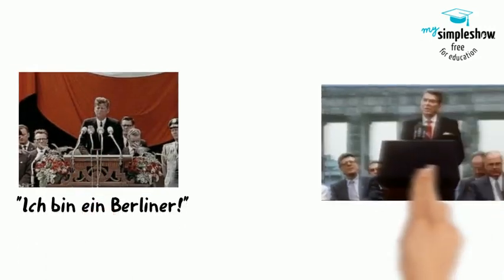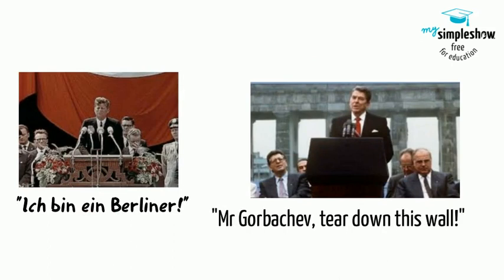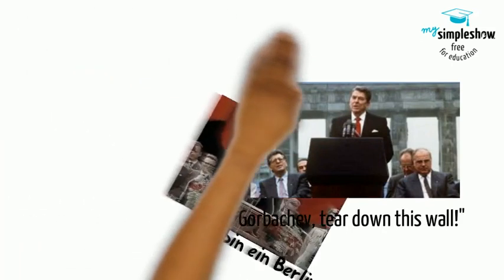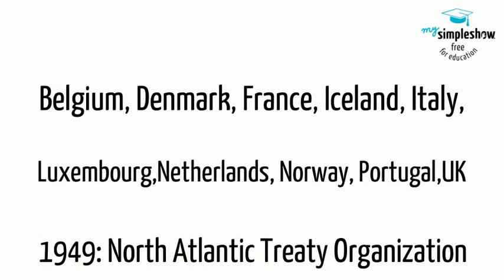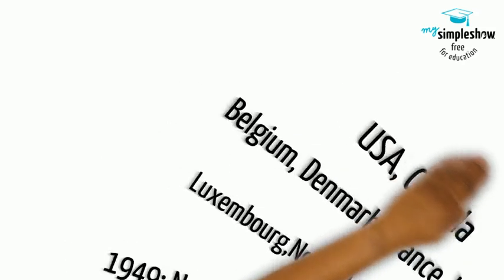The wall itself became a symbol of the Cold War, hosting both President Kennedy and President Reagan's famous anti-communist speeches. The West would also form NATO as an alliance between Western Europe, Canada, and the United States.